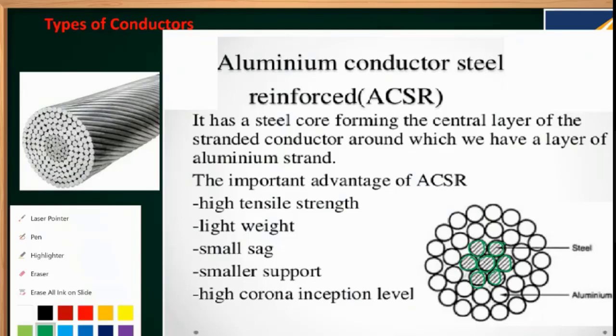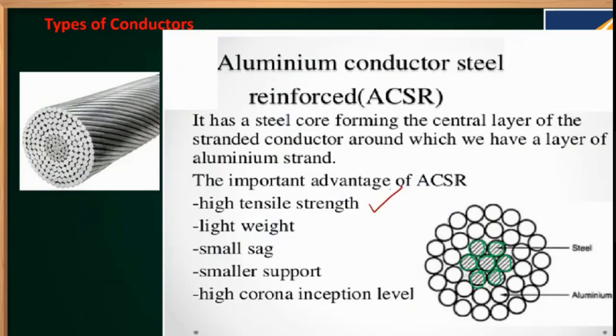The important advantages of ACSR are that it has flexibility as well as tensile strength. Because of the inner steel strands, there is added tensile strength to the conductor. Only the steel strands are of less quantity, and more aluminum strands are there. They are lightweight, with small sag. I told what is sag. Smaller support is needed, and there is a high corona inception level. High corona inception level means the voltage at which corona occurs is high.